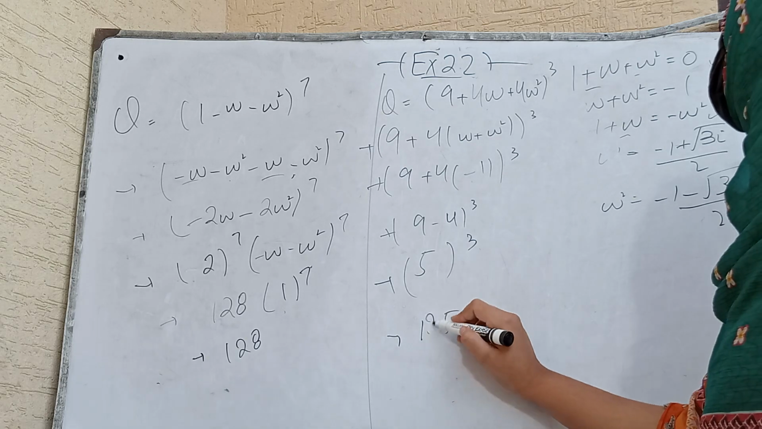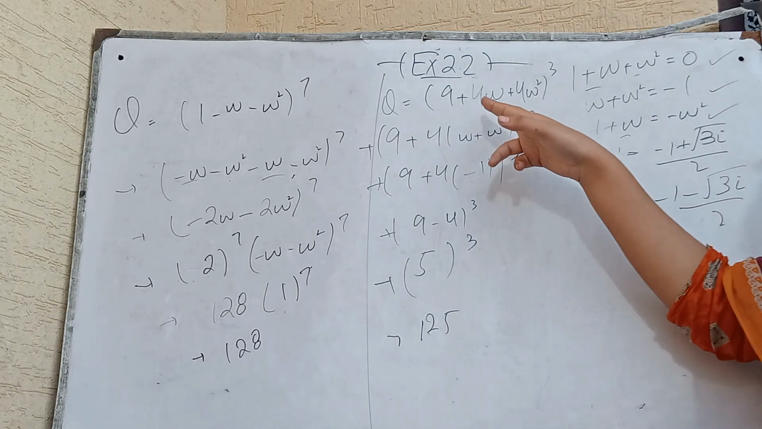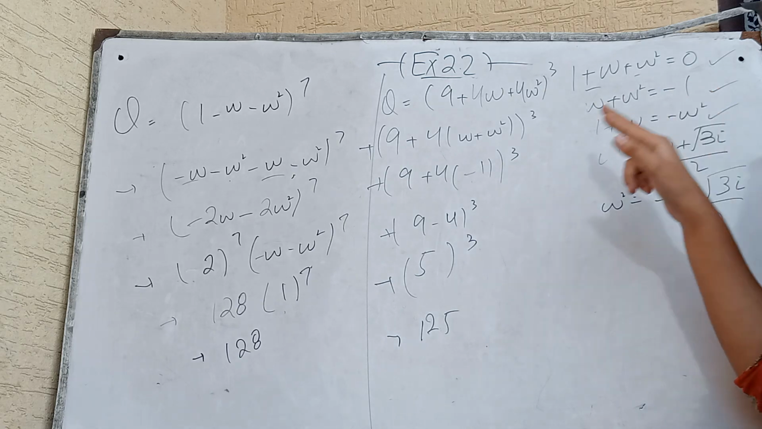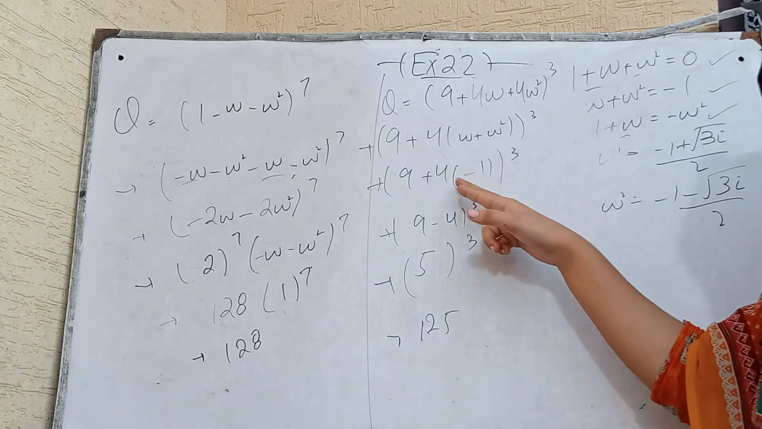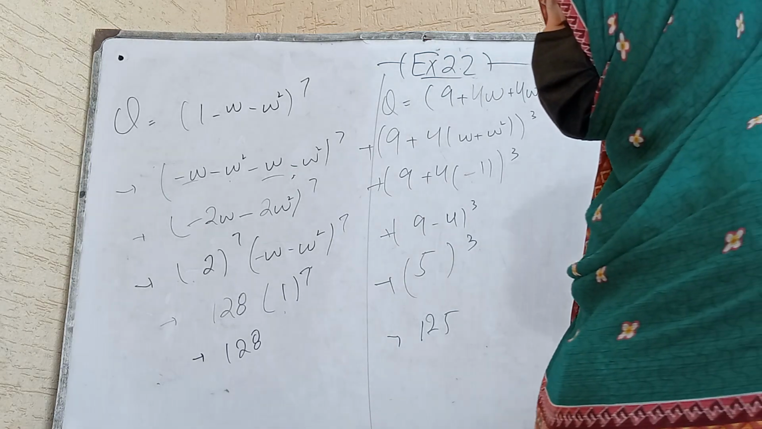So first we have 9 plus 4 omega plus 4 omega square whole power 3, we take 4 common, and then omega plus omega square is equal to minus 1. So 9 minus 4 is equal to 5, and 5 cube is equal to 125.